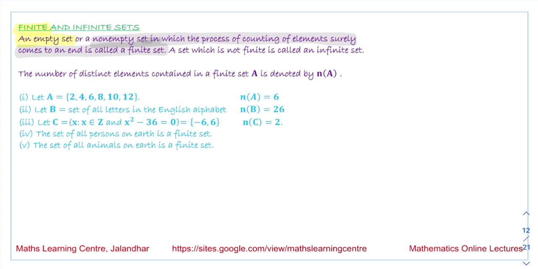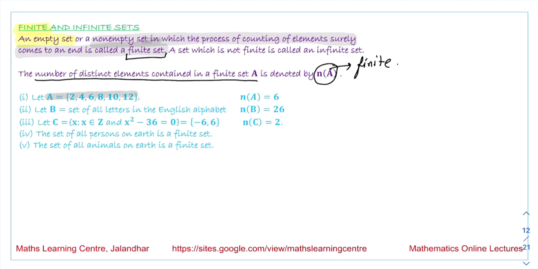So we are saying the number of distinct elements contained in a set A, which is denoted by n of A, and this value should be finite. In place of count, we are saying that when we start counting the elements of that set, then that procedure comes to an end, then that set is called a finite set. So these are some examples given over here.